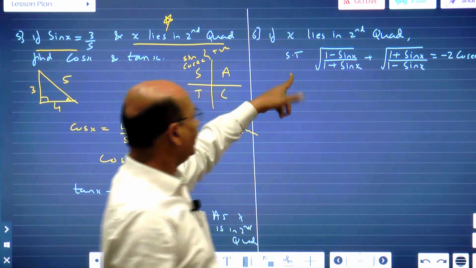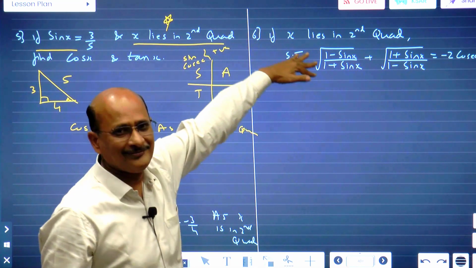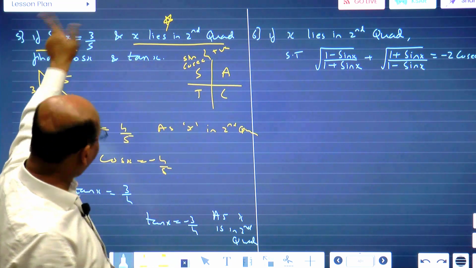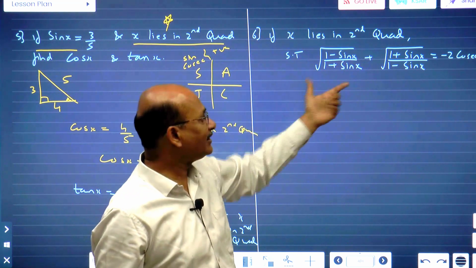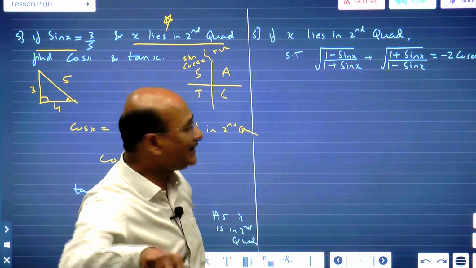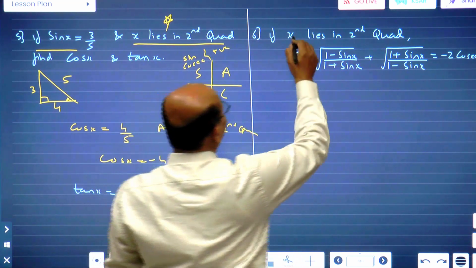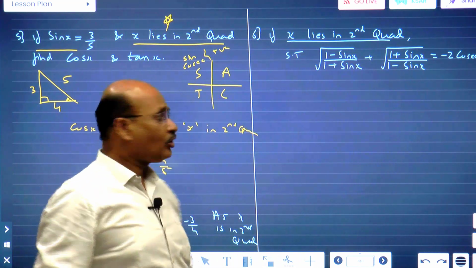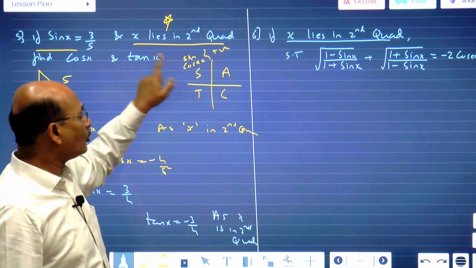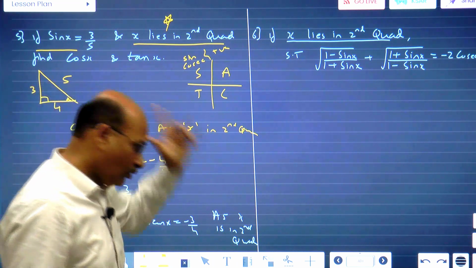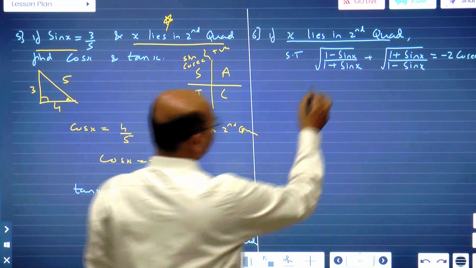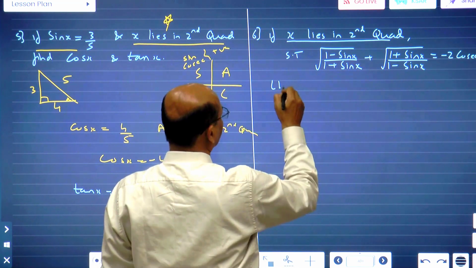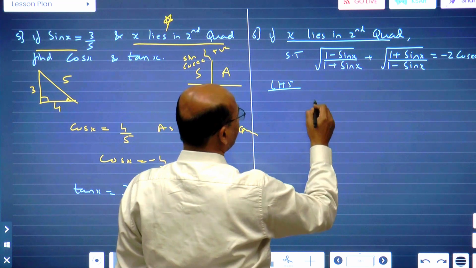Great. Now here no values are given, so no right angle triangle will come. Here there is nothing given, they are asking you a simple proof, but they added a rider there that x lies in the second quadrant. So be careful. In second quadrant, only sine and cosec are positive. Okay. Now what I will do is, I will just write the LHS for you, and then we will see what I can work on.